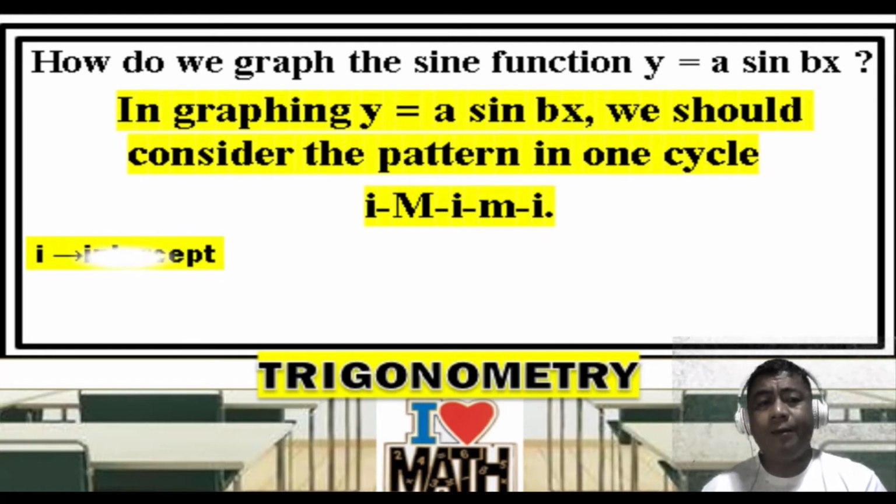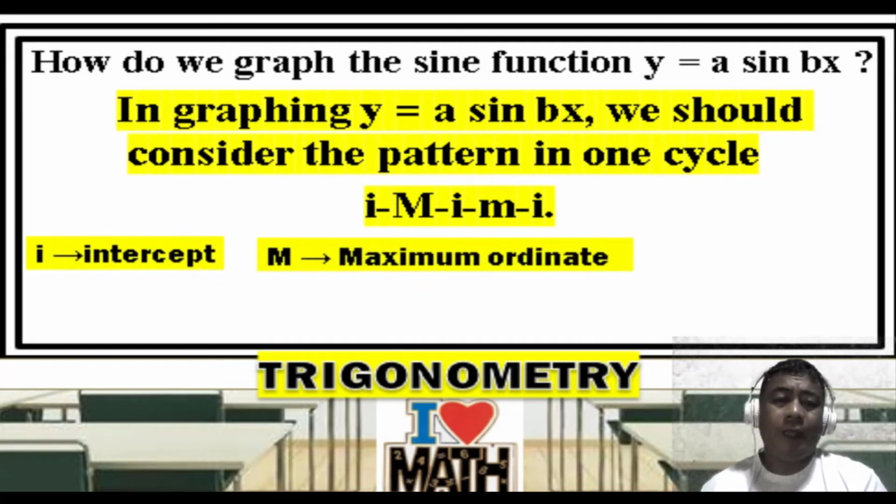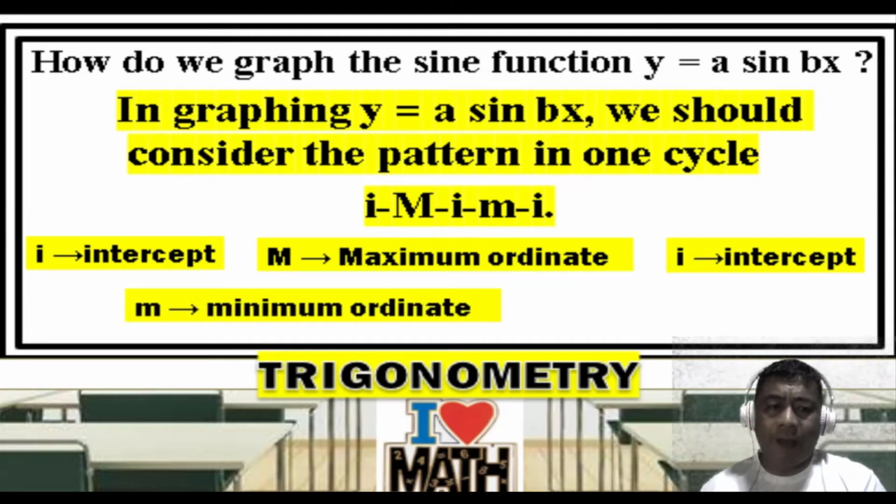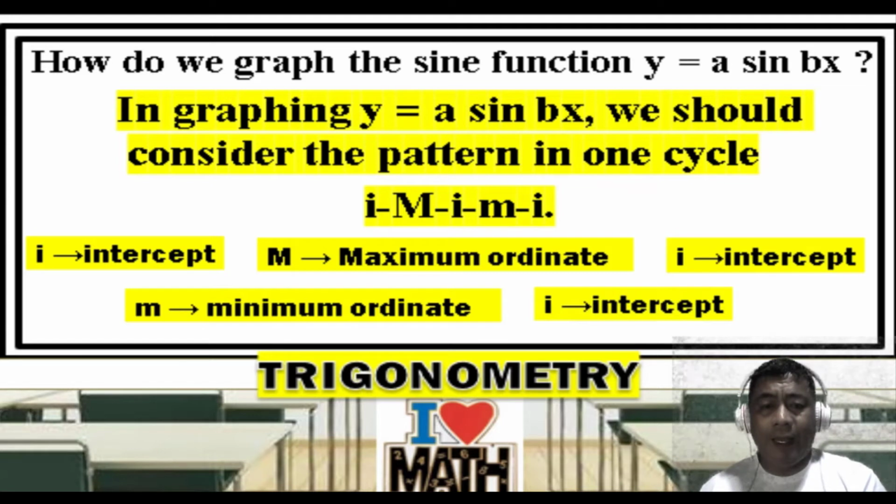where I is the intercept, capital M is the maximum ordinate, I is the intercept, small letter m is the minimum ordinate, I is the intercept. Take note, I, M, I, m, I.